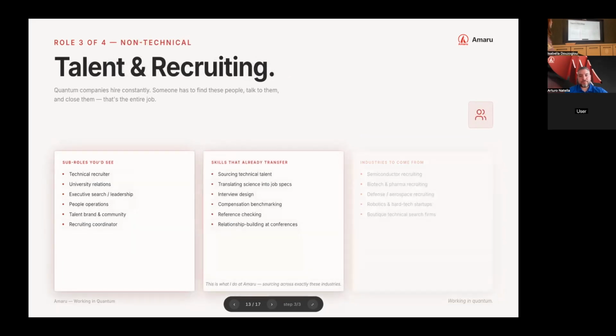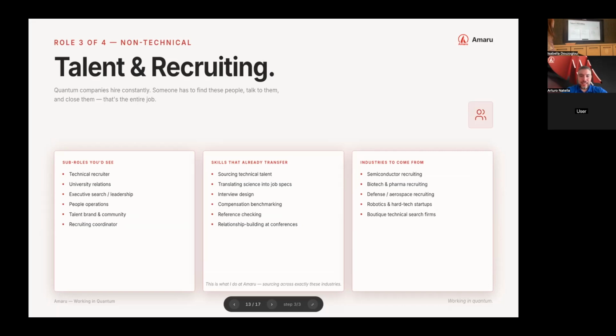Talent recruiting, that's where I am. So roles you'd see: technical recruiters, university relations, executive searches, people ops, talent branding, community, recruiting coordinators. These are the types of roles you'd see. Skills that already transfer: can you find people? Can you have a general understanding of the material? Do you need to know O(1) versus the square root of anything? No, you don't. Or square root of pi.